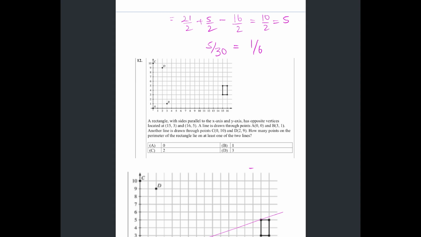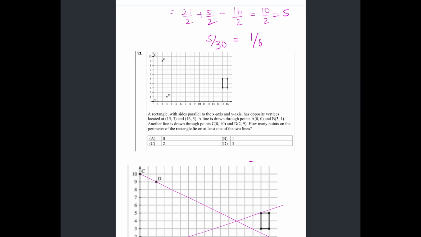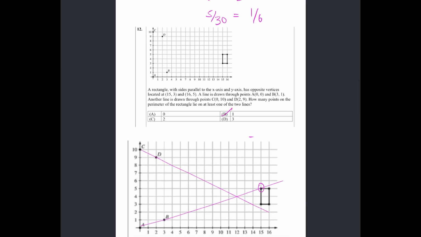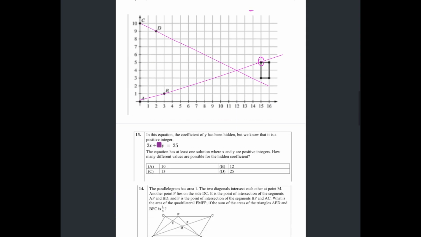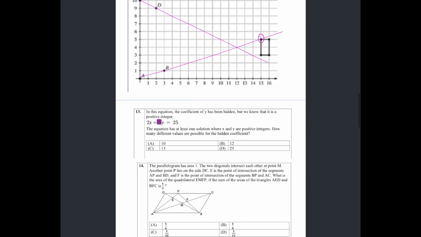And this one here, for every 2 rows or 2 columns, it's covering 1 row, right? So we can extend this line as well. Right, but this does not intersect with the perimeter of the rectangle. So how many points lie on the perimeter of the rectangle, I mean on one of these two lines? It's just one of these points, that is this point right here, right? Okay, let's move on to the next question.